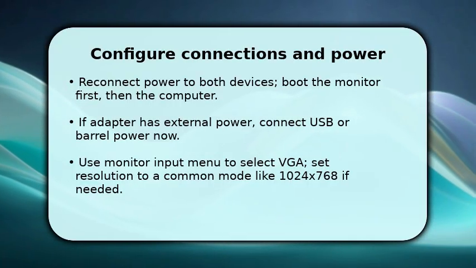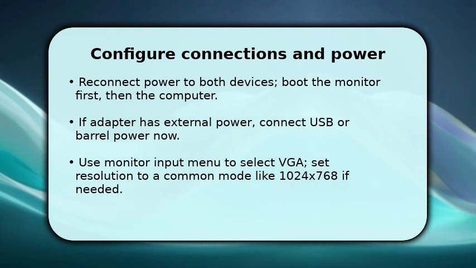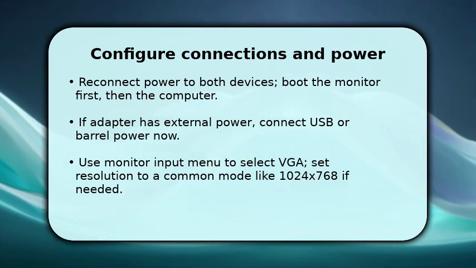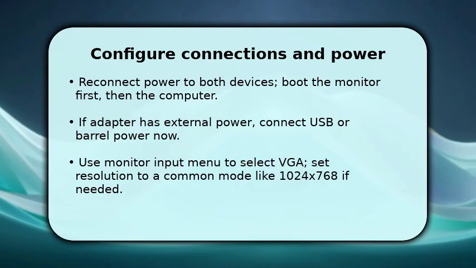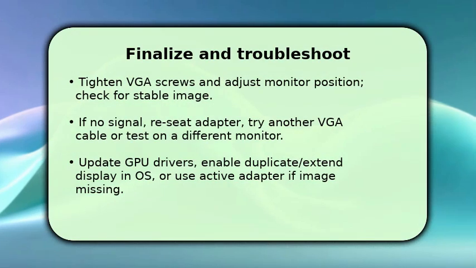If the image looks off, set the output resolution on your computer to a common analog-friendly mode like 1024. Finish by tightening the VGA thumb screws so the connector stays stable, then confirm you have a clear, steady image.